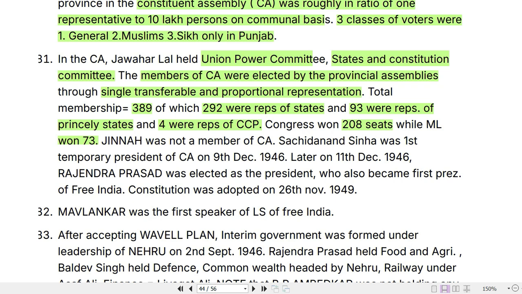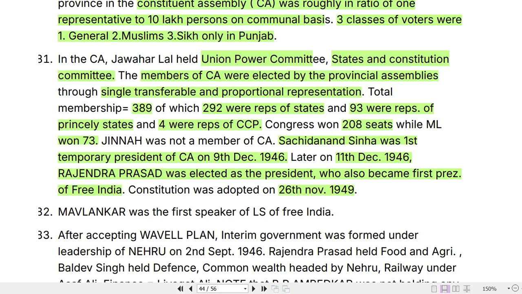Sachidanand Sinha was the first temporary president of the Constituent Assembly on 9th of December 1946. Later, on 11th December 1946, Rajendra Prasad was unanimously elected as the president, who also became the first president of Free India. Constitution was adopted on 26th November 1949. So that is all you should remember here. And there are a lot of facts.